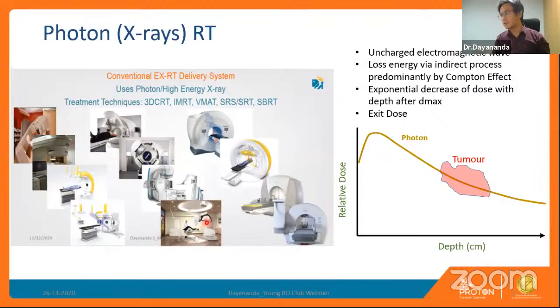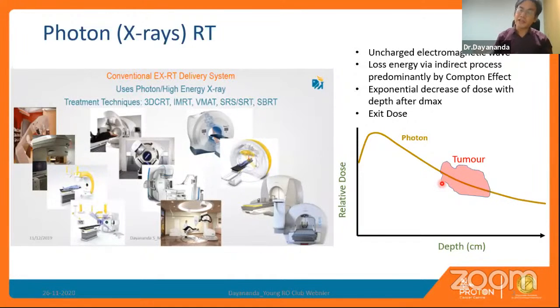But what has not changed and what remains the same in all these modalities over the last many decades is the characteristic of the radiation. As we know, X-rays are uncharged electromagnetic waves, and they interact with matter through various processes. As far as radiation therapy is concerned, they lose their energy via an indirect process, predominantly by Compton scattering. And if you track the deposition of dose along the depth from X-ray radiation therapy, you will see an increase with respect to depth till it attains a maximum dose. After that, the dose just falls off exponentially.